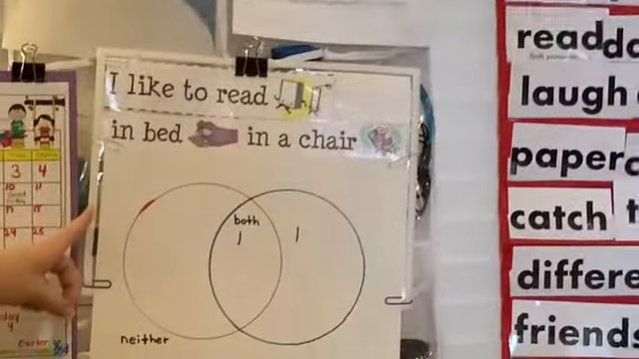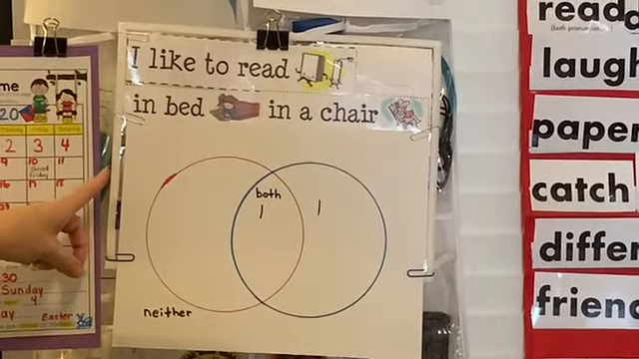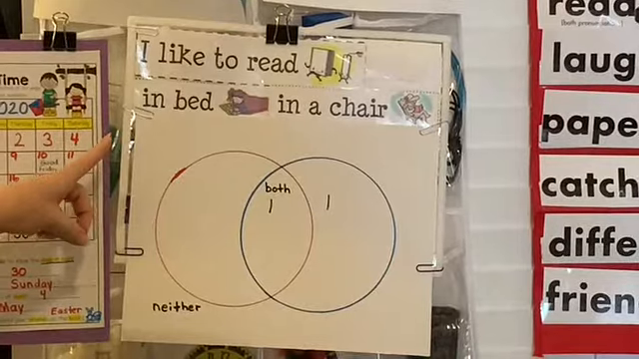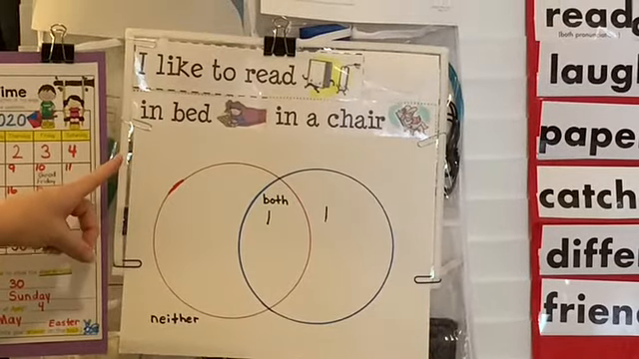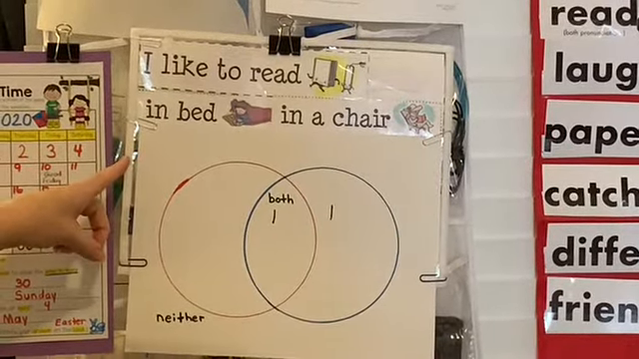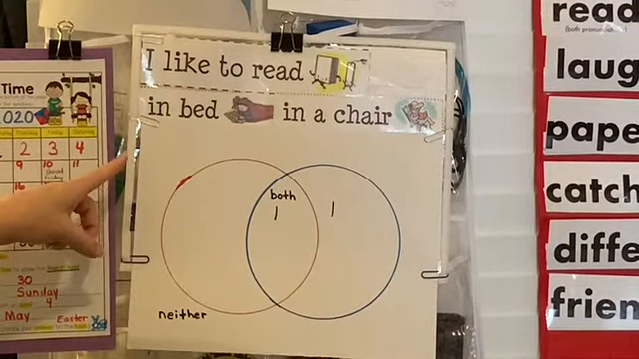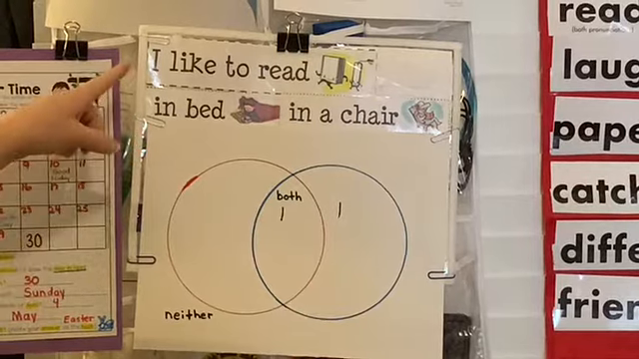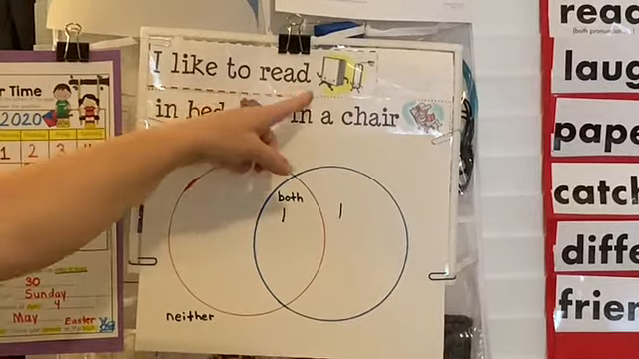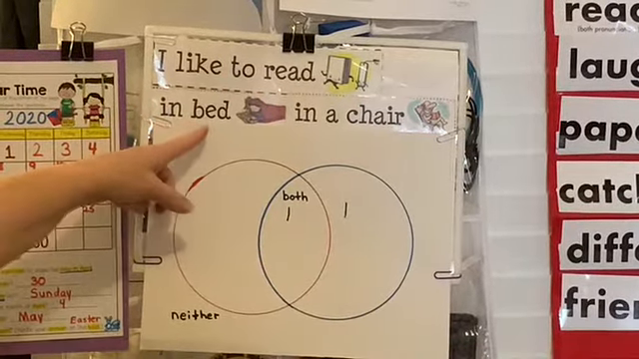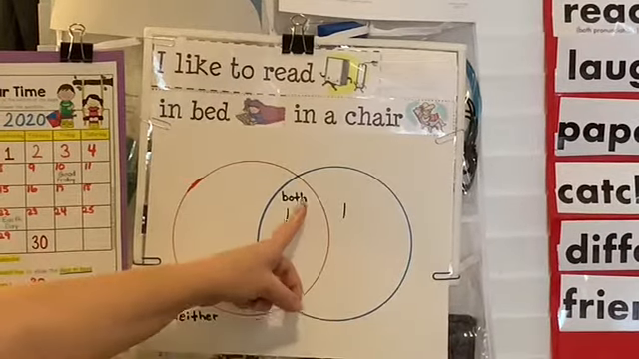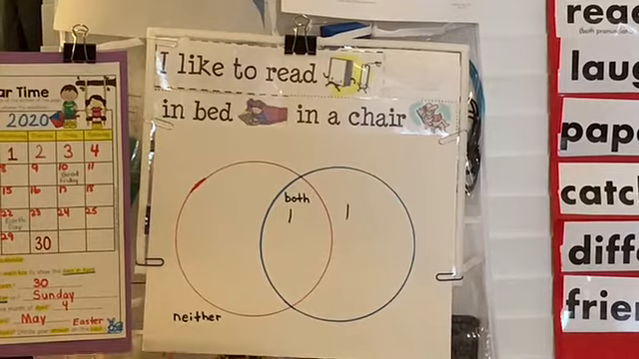Our next activity is our daily data. I sent a message to your parents to get you to answer the question. So some of you still need to answer the question as of the time I'm making this video, but we'll look at what we have so far. Our question is, I like to read where? In bed or in a chair, both or neither.